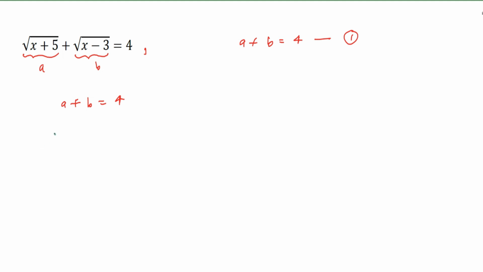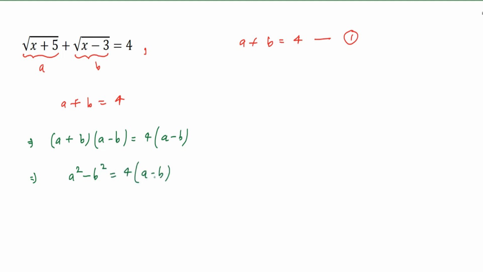That means the resultant equation will be (a + b)(a - b) = 4(a - b). Now the left hand side of this equation will become a² - b², and the right hand side will be 4(a - b). If we put the values of a and b on the left hand side, a² will be (square root of x + 5)², that means x + 5, then minus, and b² will become x - 3.